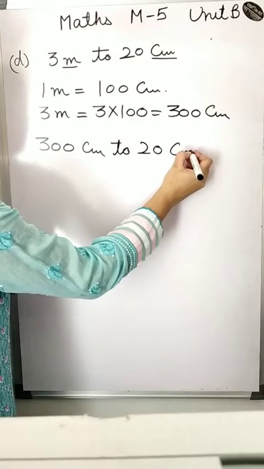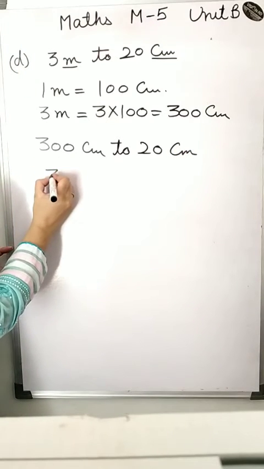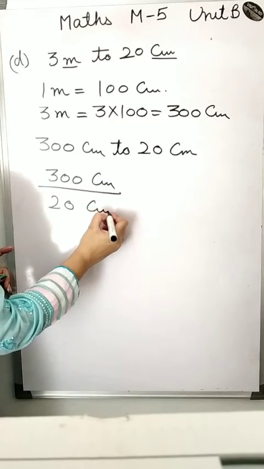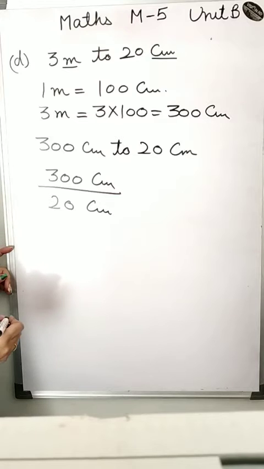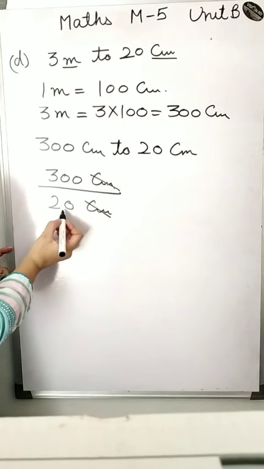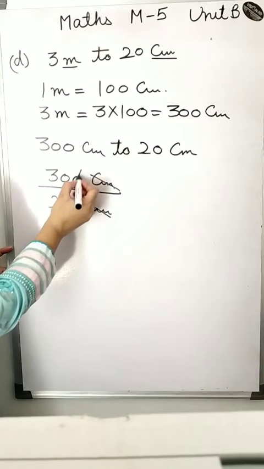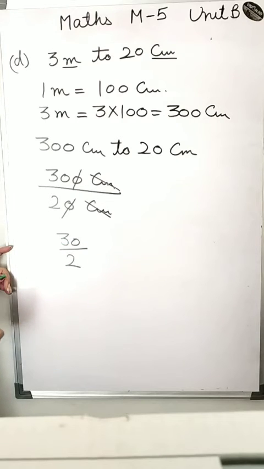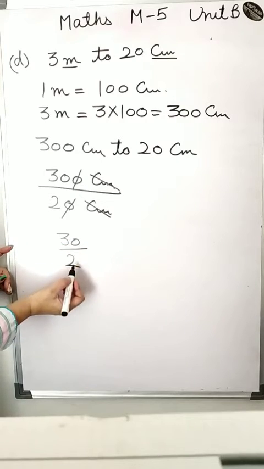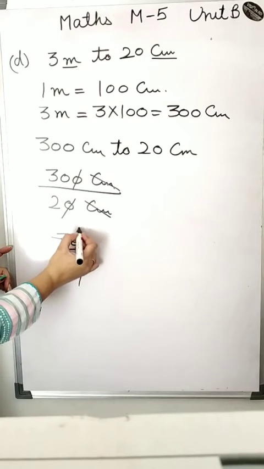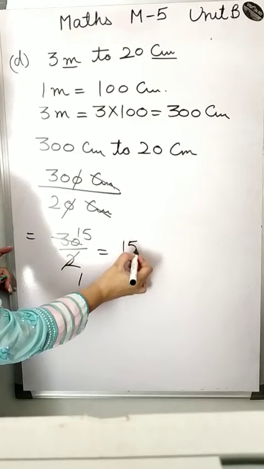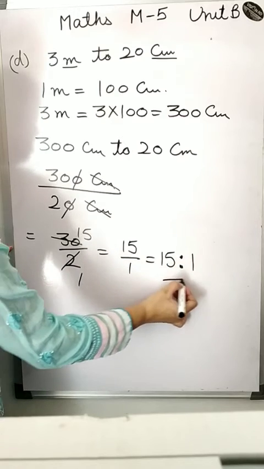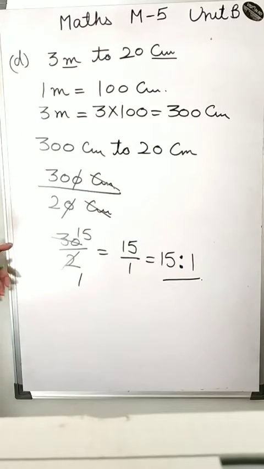to 20 centimeter. Now you write down in a form of fraction, 300 centimeter upon 20 centimeter. Both the units are the same, so we can cut them. Or just see here, 20s, 1 0 1 0 we can cut. So it is equivalent to 30 upon 2. Further also we can reduce it. Yes, 30 is divisible by 2. So it is 15 upon 1, or you can write 15 ratio 1. So this is the way to write down in a form of ratio.